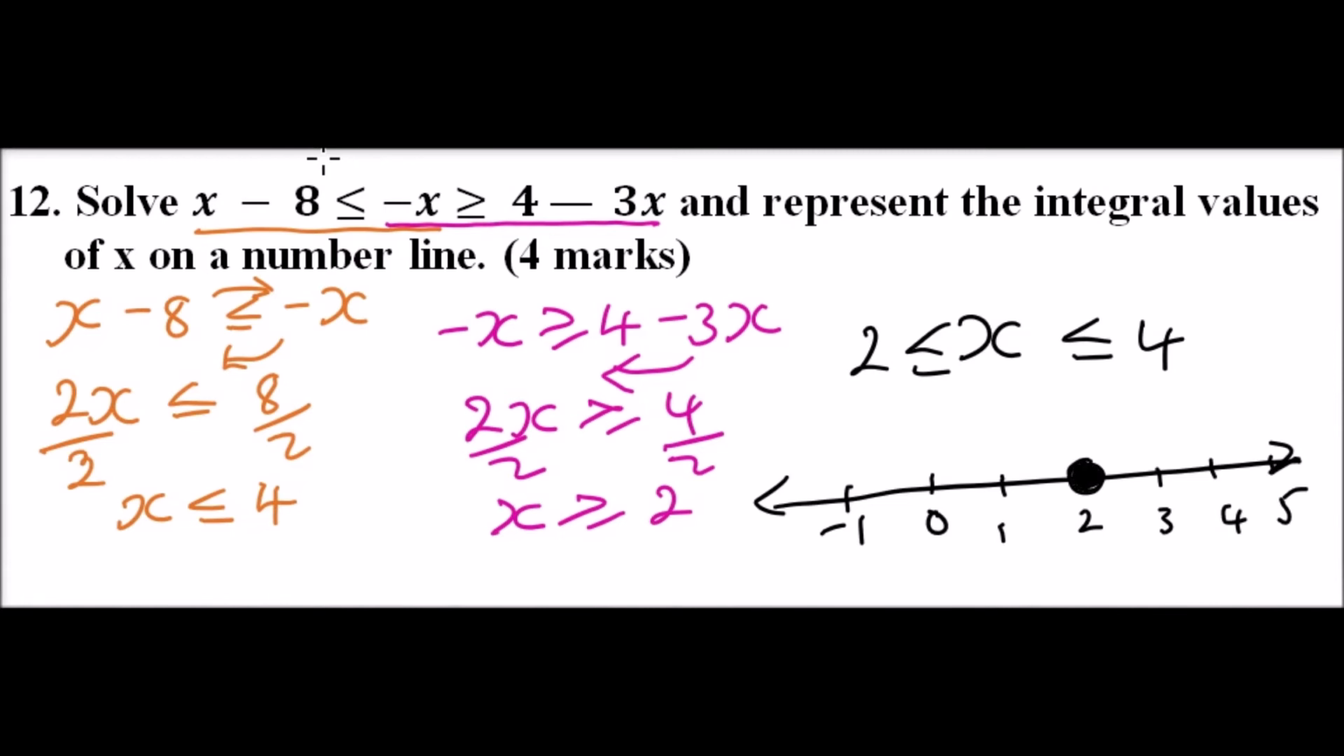The shading means that x is part of 2, and we do the same when we have greater than or equals to. It means that x is part of that. Or we can simply say x could be 2 or anything greater than 2, or x could be 4 or anything less than 4. So that's how you do that.